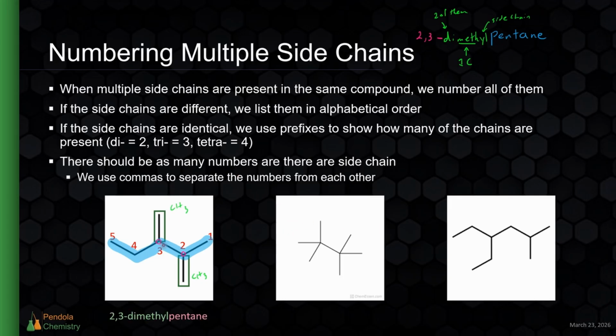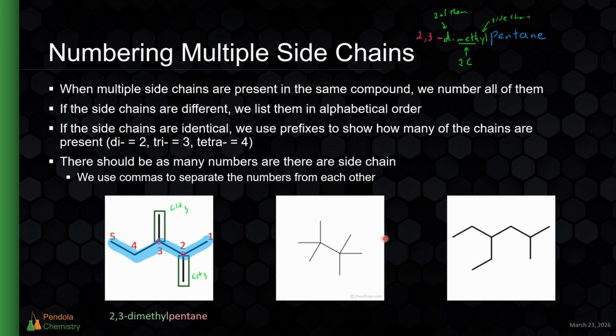The pentane tells us 5-carbon main body with all single bonds. So the pent is 5, ane is all single bonds. Dimethyl, so di means that there are 2, meth means they're 1 carbon, yl means it's a side chain, so 2 1-carbon side chains. And then we put the numbers for where they're located. We say 2,3-dimethylpentane because the 2 methyl side chains are on carbons 2 and 3.